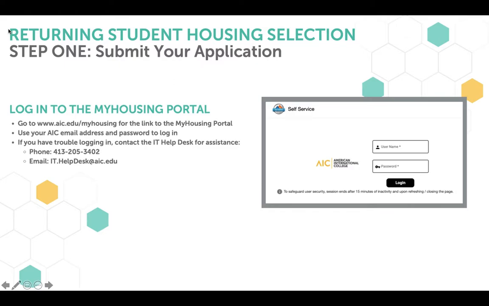If you have trouble logging in, please contact the IT help desk for assistance. They can be reached by calling 413-205-3402 or emailing it.helpdesk@aic.edu.